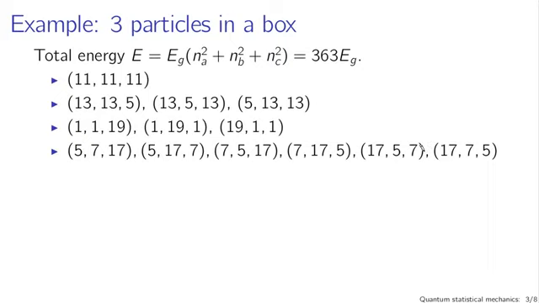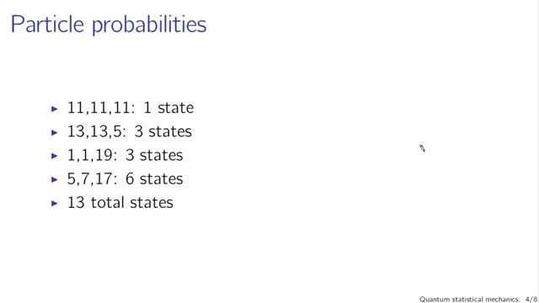For bosons, maybe it's not a problem. Well, what actually happens is if we're working with distinguishable particles, first of all, these states are equally likely. So I have one state with 11, 11, 11, 3 states with 13, 13, 5, 3 states with 1, 1, 19, 6 states with 5, 7, and 17, distinct by the order. This is ignoring a lot.